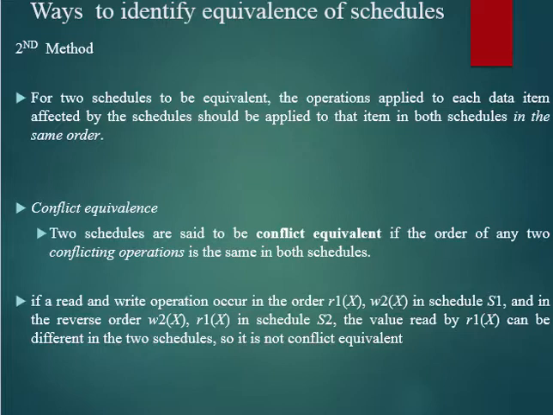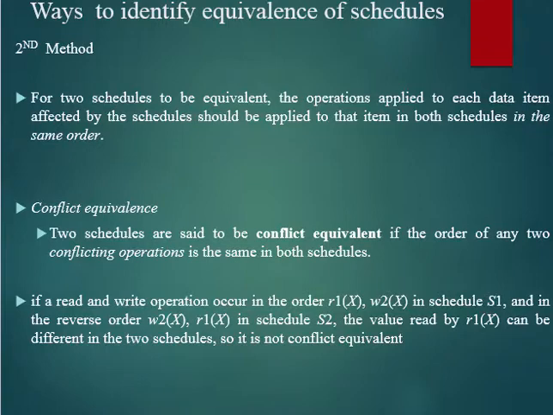Suppose a non-serial schedule contains different operations on data items. If you follow an order in that non-serial or interleaved schedule, and you can see that there is a serial schedule which follows that order, then you can say both are equivalent. We can see an example here.